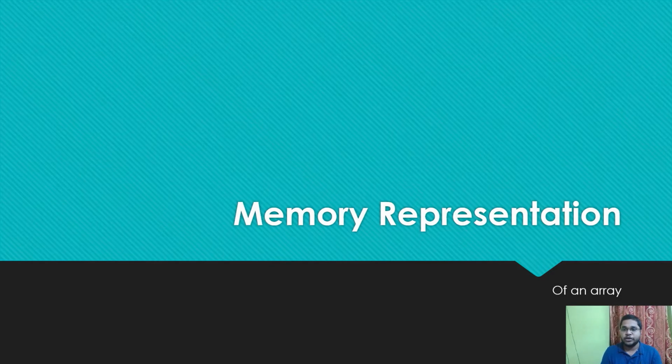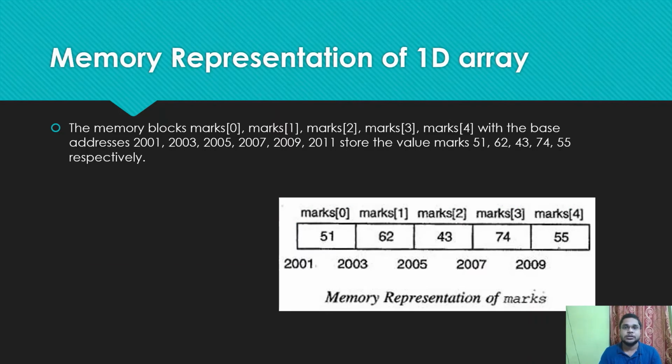Let's see the memory representation of your array. First we have to see how memory is represented in a 1D array. Here it is the block diagram. I write the memory blocks of marks 0, marks 1, marks 2, marks 3 and marks 4 with the base address 2001, 2003. This is the approximate address. And they store the values 51, 62, 43, 74 and 55 respectively.